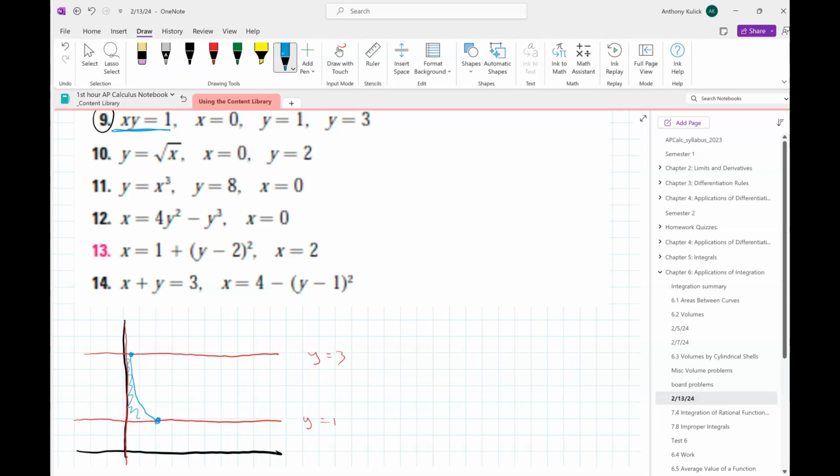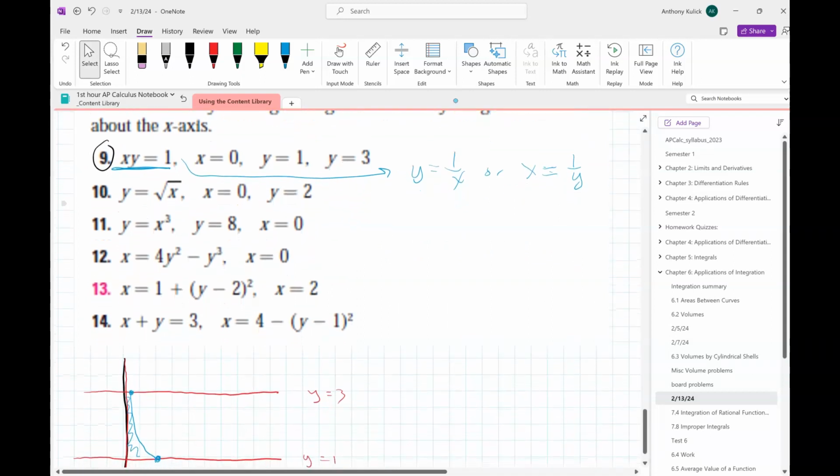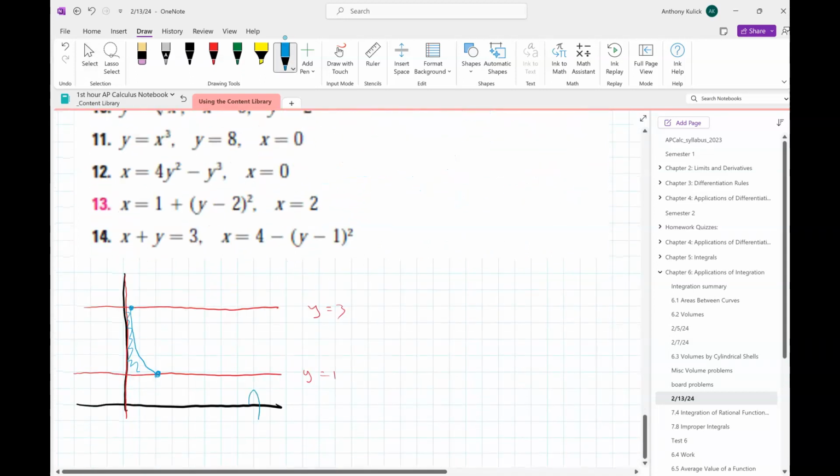Is that okay? Or you could have just said this is y equals 1 over x, or x equals 1 over y. And we're rotating about the x-axis now. Everybody's okay there? What's this thing going to look like? As a hole, right? That's the thing we care about. Everybody see there's a hole?